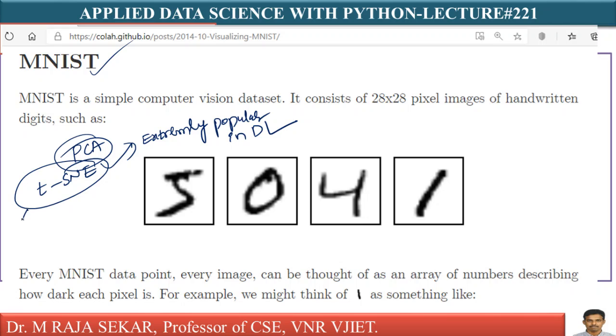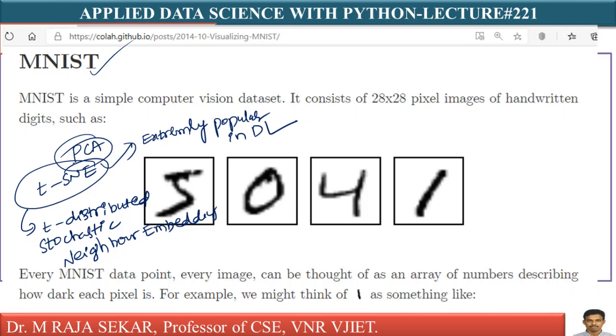What is this t-SNE? t-SNE means t-distributed stochastic neighbor embedding. This is a very important, extremely popular technique which is used to reduce the dimensionality of a given data set. I will discuss this particular technique in detail in future classes.